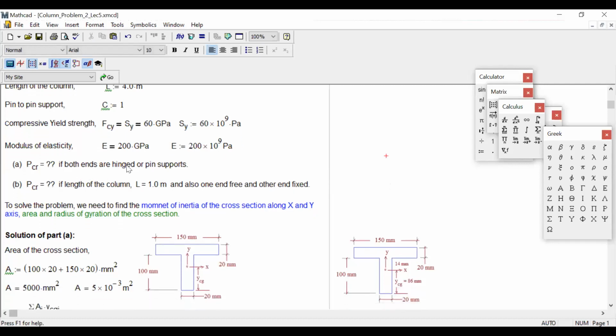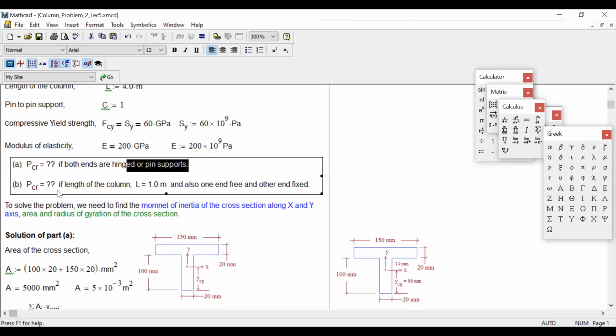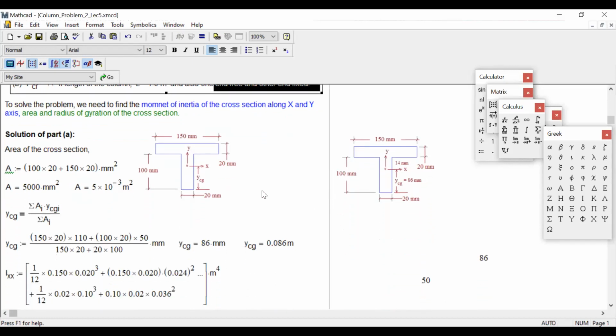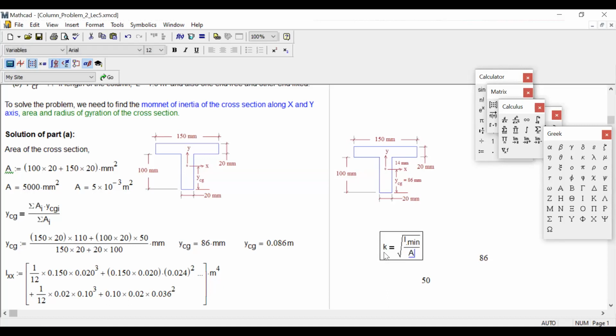Now what do we need to figure out? P critical if both ends are hinged, that means pin support. And P critical if length of the column is 1 meter, with one end free and the other end fixed. Then you need to figure out this value. Now, how can we do it? At first, we need to figure out the area. We need to figure out the I minimum, because K equal to square root of I minimum divided by area.